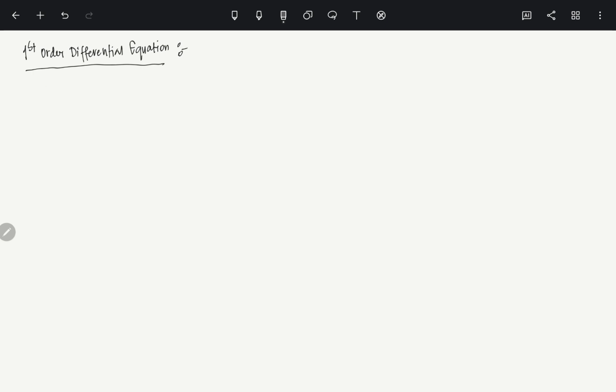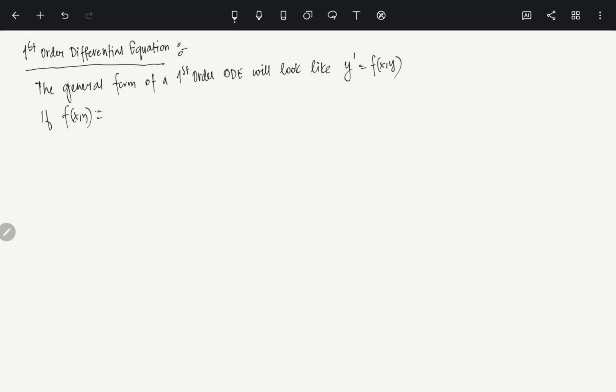So the general form of a first order ODE will look like this: y prime equals f of x, y, right? Now if f of x, y, let's say, is of the form a(x) y plus b(x), right?